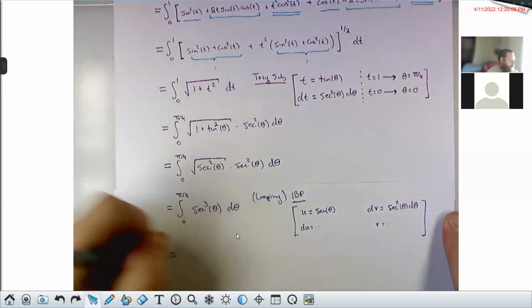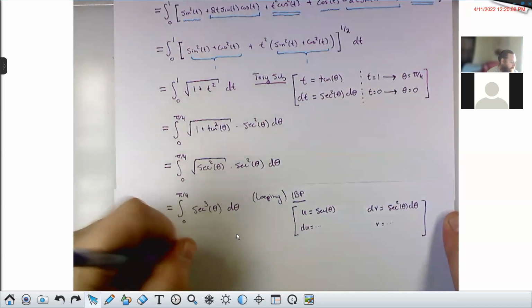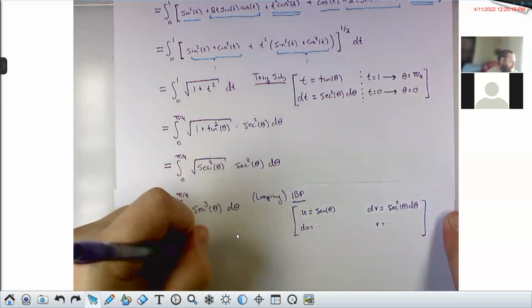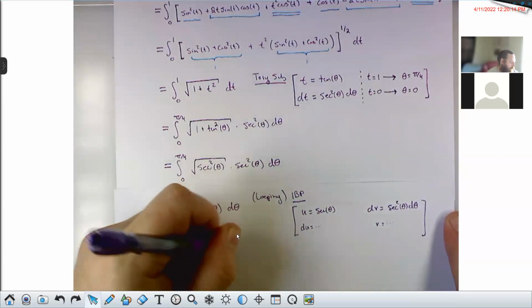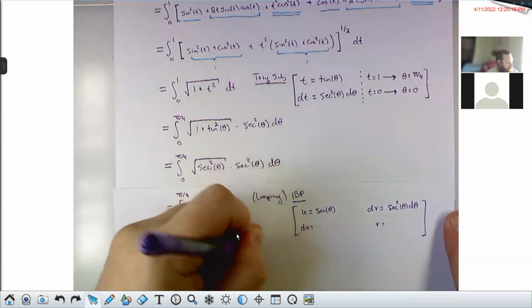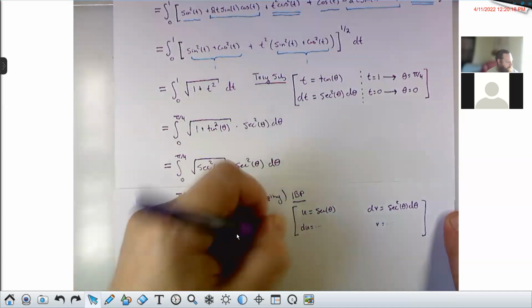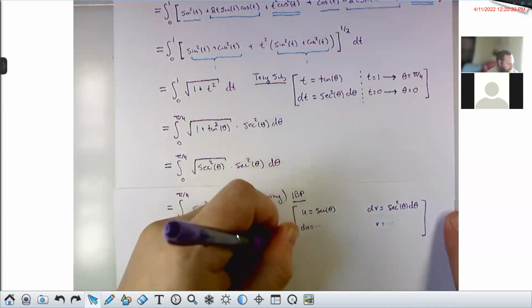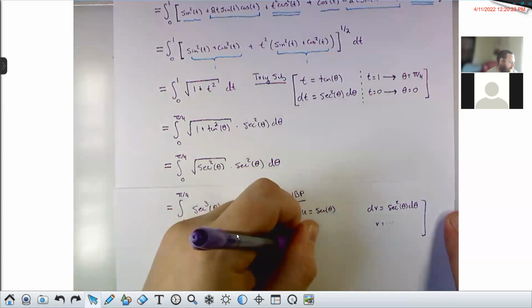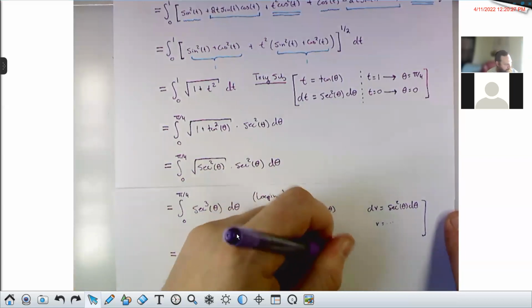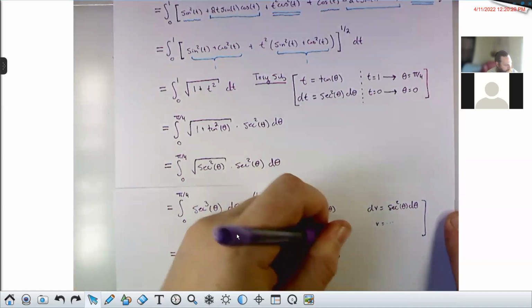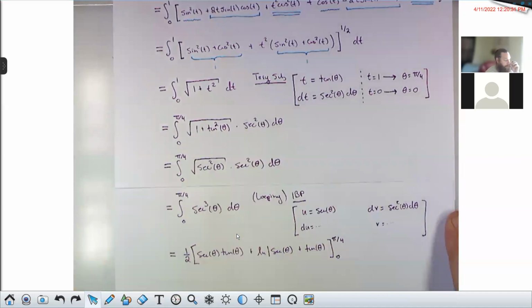At the end of the looping IBP, you get 1/2 times secant theta tangent theta plus the natural log of the absolute value of secant theta plus tangent theta. And this will be evaluated between our bounds, which are 0 and pi over 4.